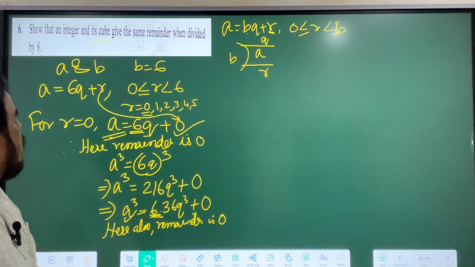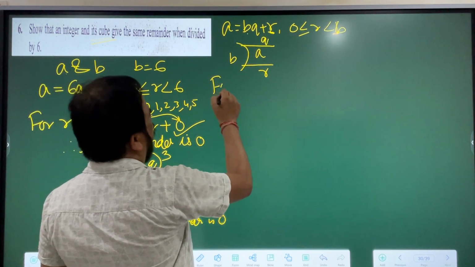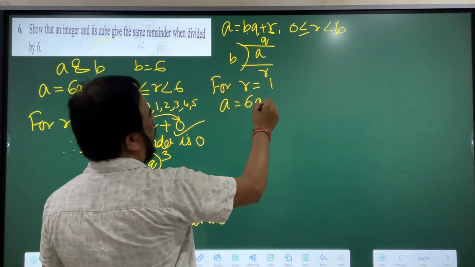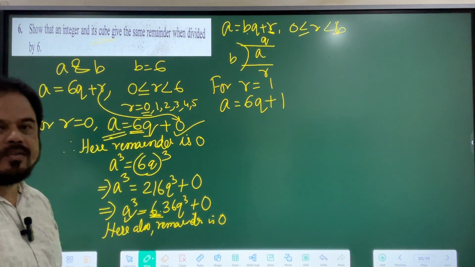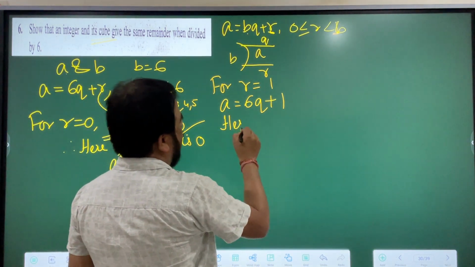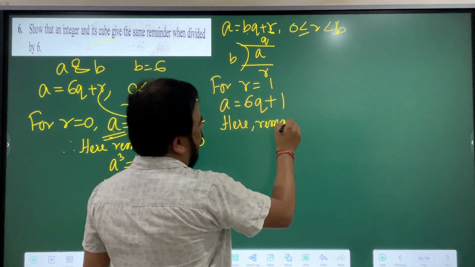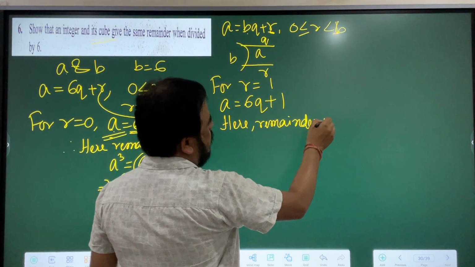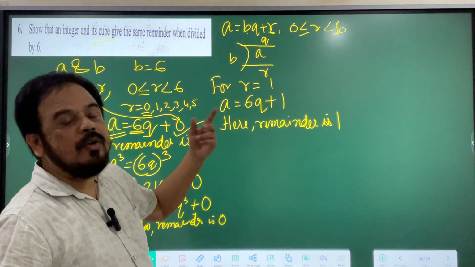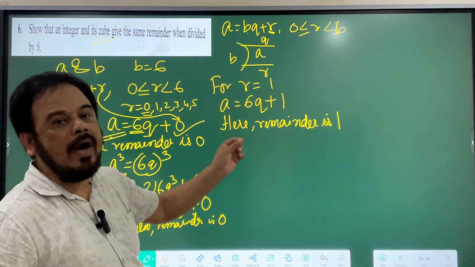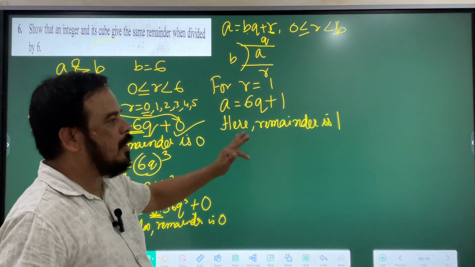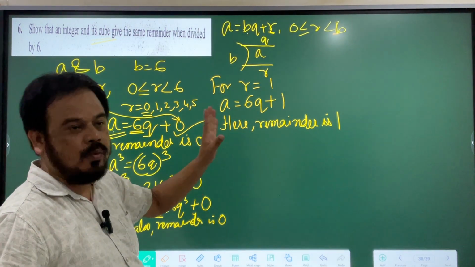Now by putting R equals 1. For R equals 1, A is equal to 6Q plus 1. In place of R we have put 1. That means here the remainder is 1. Now we will do cubing. Let us see whether by cubing also we get remainder 1. Without cubing, the remainder is 1. After cubing, we are supposed to get 1 as the remainder also.